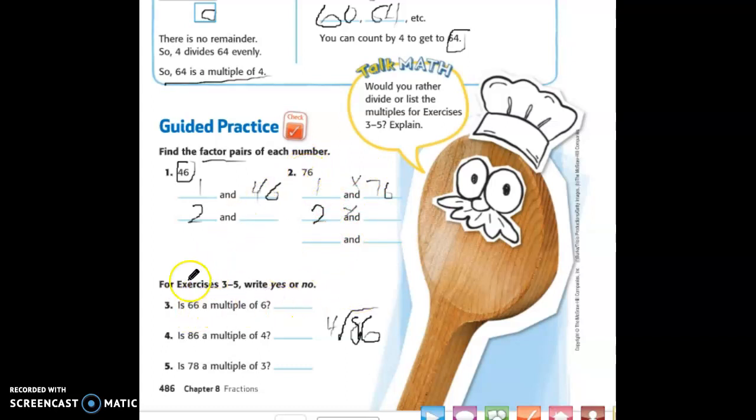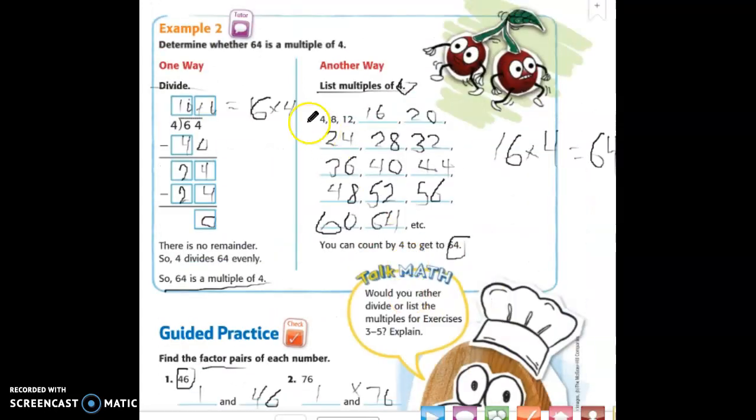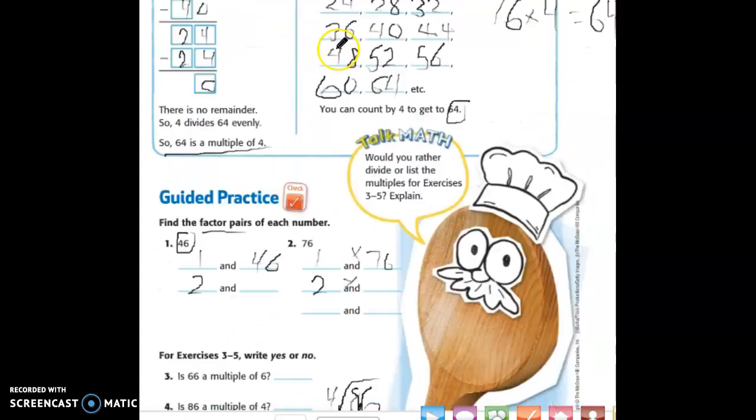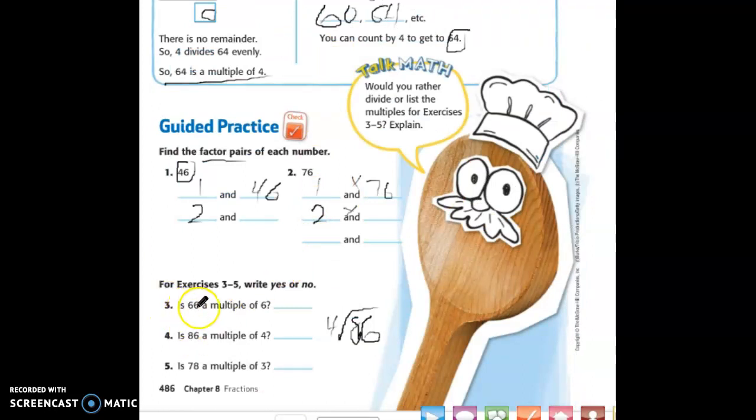Down here, this is more like example 2 that we've got right here. Determine whether 64 is a multiple of 4. Here you're determining if 66 is a multiple of 6, if 86 is a multiple of 4, and if 78 is a multiple of 3. These are pretty big numbers to be counting by, so you're probably going to want to go to division. But if division is outside your comfort zone, you can still do counting up to get that answer, and you will eventually get there. I'd suggest writing a list, though, because it's easy to make a mistake when you're starting at 3 and counting all the way up to 78, or starting at 4 and counting all the way to 86. So I suggest you write a list and don't just try to do it in your head.